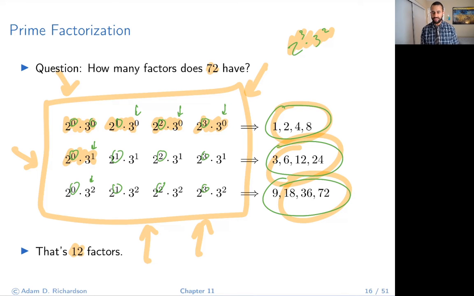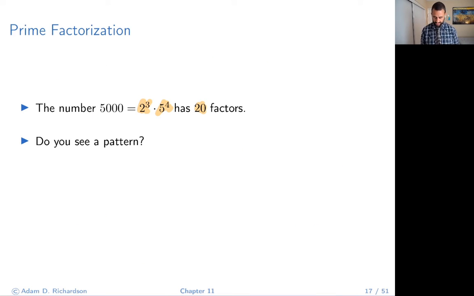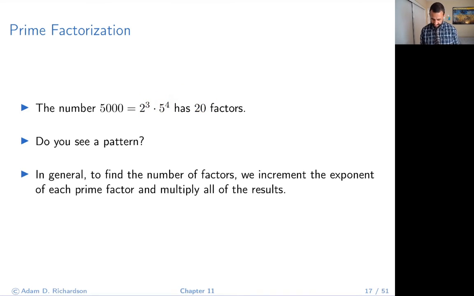Remember this table, the way that we generated it was by cycling through all the powers, right? But we had to include this 0 exponent as well to account for the factor 1. So what do you think now? Well, here's the trick. All we have to do is increment the exponent and multiply those results together, for all the exponents, and that'll tell us how many factors there are.